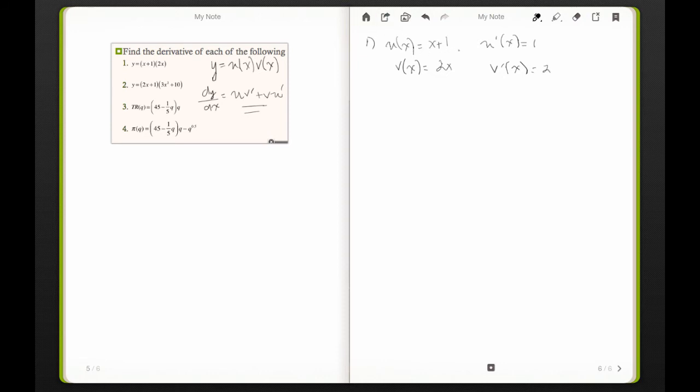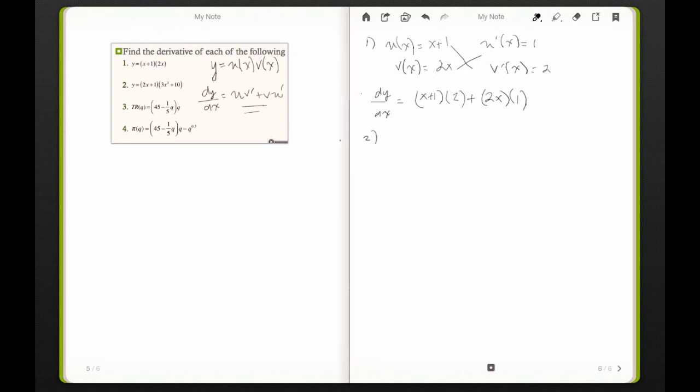Now the product rule says that we're going to multiply u of x times v prime of x, and then v of x times u prime of x. So in this case, dy dx is equal to (x plus 1) times 2, plus 2x times 1. You can leave it like that, or you can write it out. I'm just going to leave it like that to save some time. So let's move on to the second one.